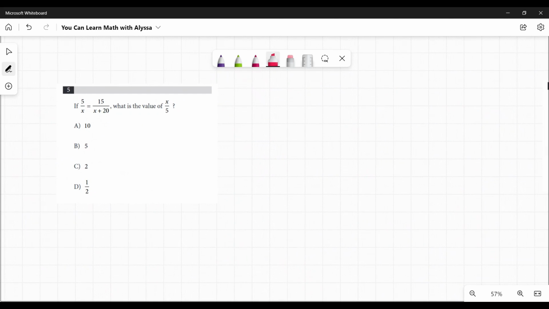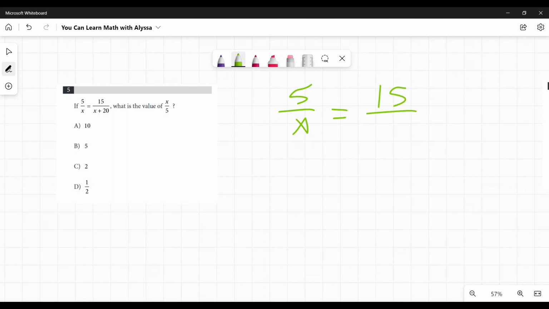Number 5. If 5 over x equals 15 over x plus 20, what is the value of x over 5? Anytime I see a fraction like this, I want to get rid of that fraction as quickly as possible. The easiest way to do it, where you have an equal sign in between two fractions and variables are involved, is you cross multiply. So I'm going to be multiplying 5 times x plus 20 and then x times 15.